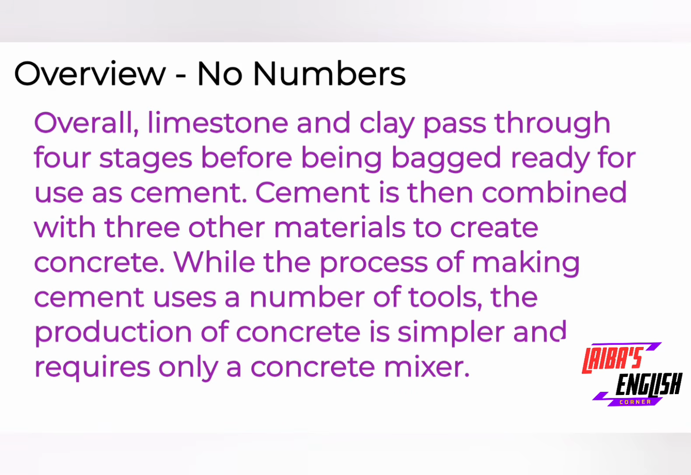Number 2, overview. An overview basically includes no numbers, no percentages, but in the diagram we already have no numbers or percentages. So the overview would be a little different. Overall, limestone and clay pass through 4 stages before being bagged ready for use as cement. Cement is then combined with 3 other materials to create concrete. While the process of making cement uses a number of tools, the production of concrete is simpler and requires only a concrete mixer. I hope that things are very clear now.